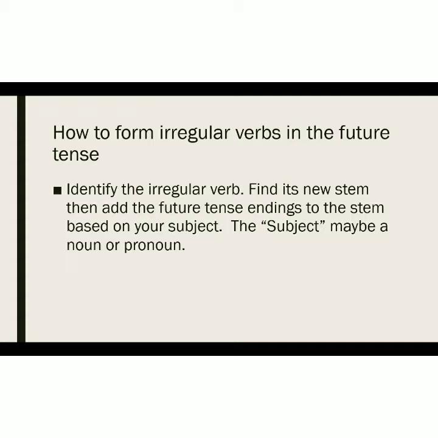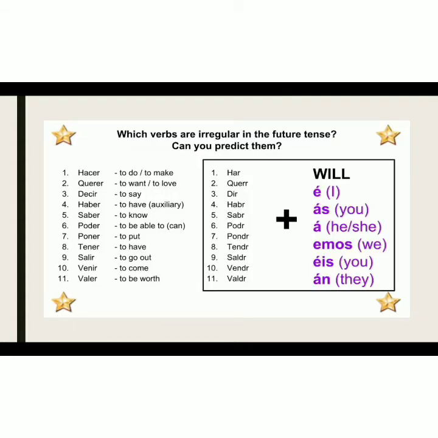Now, how do we form irregular verbs in the future tense? Firstly, identify the irregular verb. Then, find its new stem, after which you will add the future tense endings to the stem based on your subject. Remember, the subject of your sentence may be a noun or a pronoun. Remember, irregular verbs must be memorized after being learned. Which verbs are irregular in the future tense? Can you predict them?